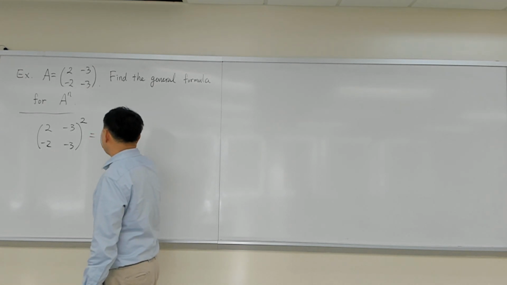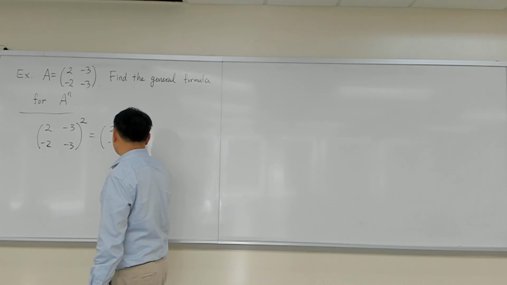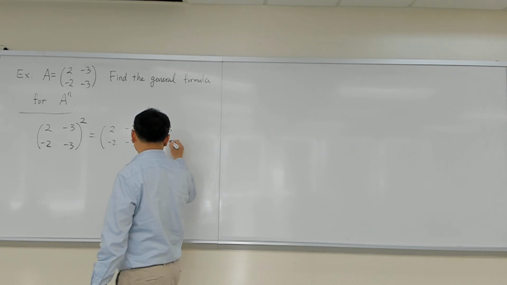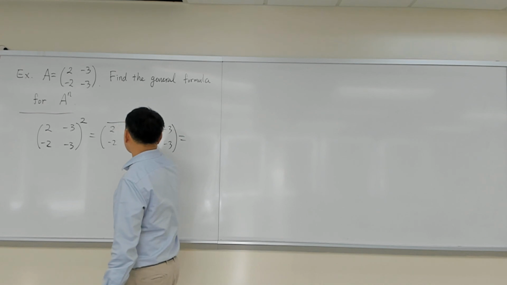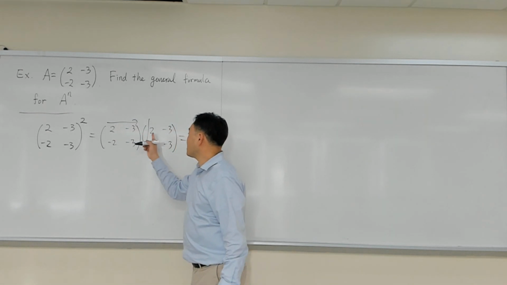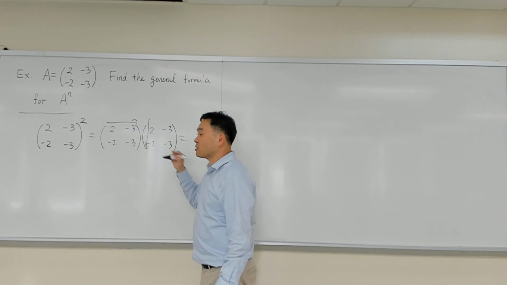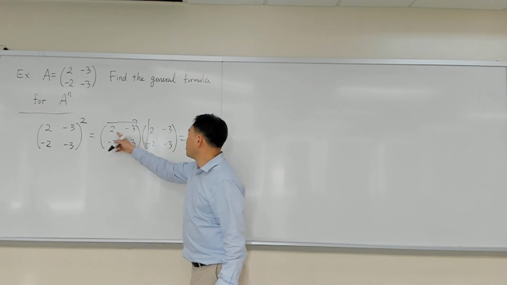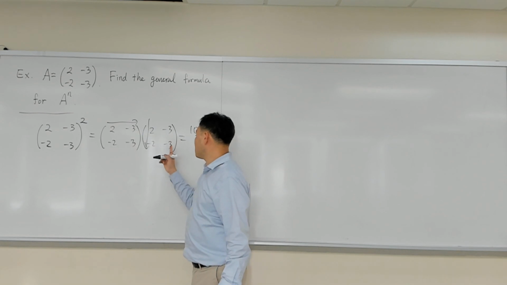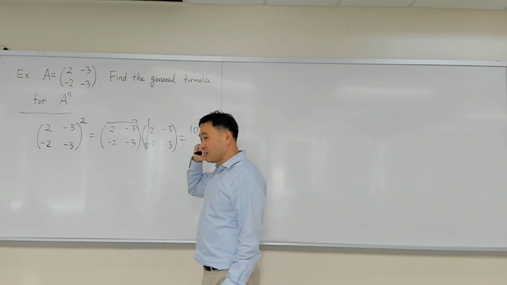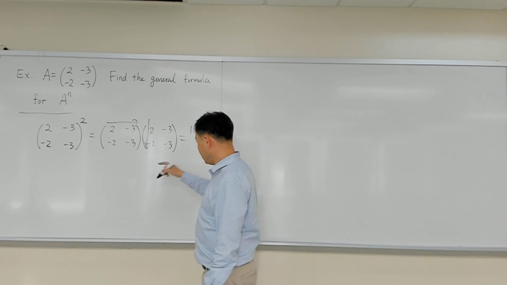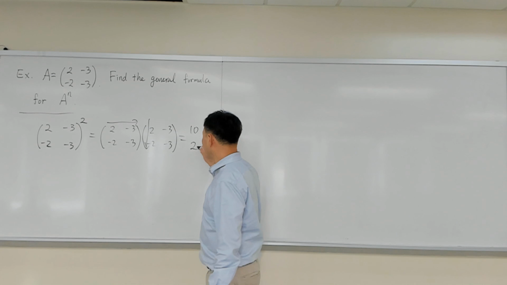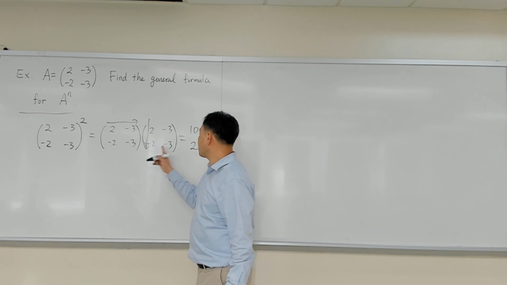You just multiply it by itself twice. And then you do a cross down. 2 times 2 is 4. -3 times -2 is 6. 6 plus 4 is 10. 2 times -3 is -6. -3 times -3 is +9. 9 minus 6 is 3. Then -2, +2, so that's 2. And +6 plus 9 is 15.